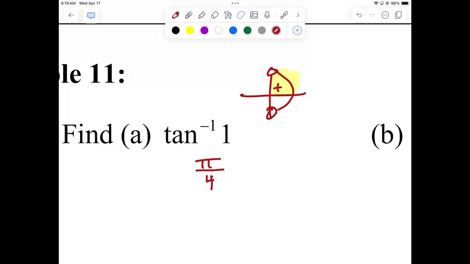So now the follow-up question of that, why then is the inverse tangent of 1 not also 5 pi fourths? Not in the PVR. We restrict it to one answer and one answer only, and we agree upon where that answer is going to live, between negative pi halves and pi halves. Good. Questions on A?